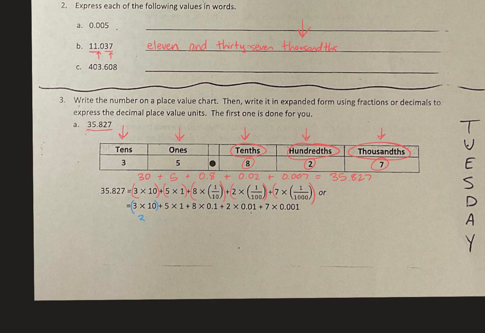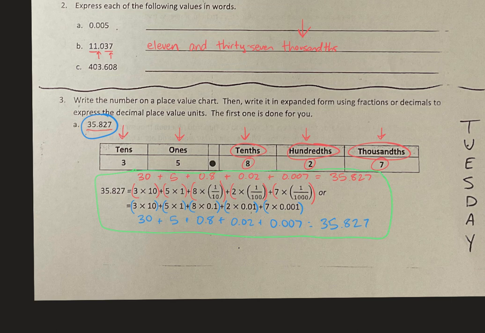I'm going to use blue for the bottom one, and I'm going to do the same thing. 3 times 10 is 30. 5 times 1 is 5. 8 times 1/10 is going to be 8/10. 2 times 1/100th is going to be 2/100ths. And then 7 times 1/1,000th is going to be 7/1,000ths. And I would bring my plus signs back in. When I add that together, I end up with the same answer of 35 and 827 thousandths. Okay, so that's how you take the standard form and write it into expanded form.